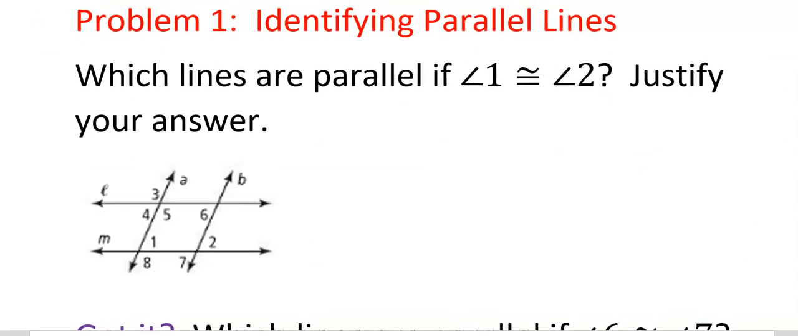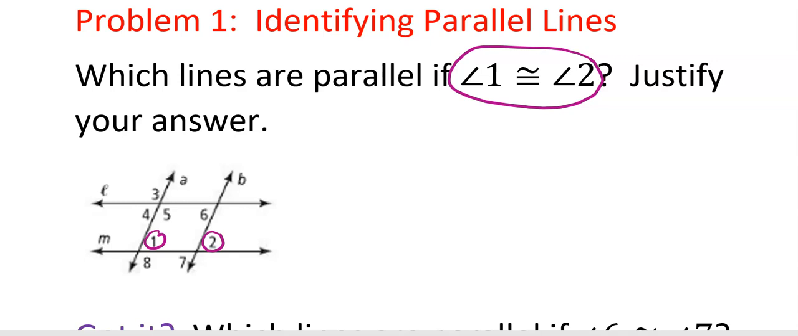So here's problem 1, identifying parallel lines. Which lines are parallel if angle 1 is congruent to angle 2? So here's angle 1. Here's angle 2. What kind of angles are those? Nope. They are on the same side, but not if it was 1 and then like this one right here. Those would be same side. What kind of angles are these? Corresponding. So we just had a new theorem that said if corresponding angles are the same, which they are, the lines are parallel. So the new thing is you have to identify which lines are parallel. So that's going to be the tricky part.